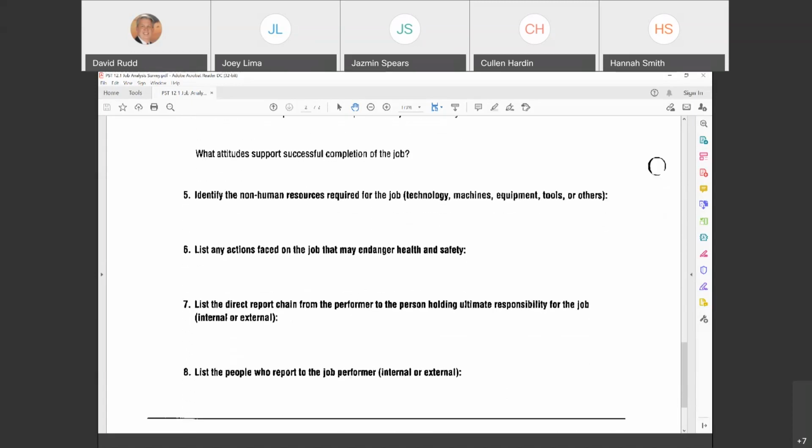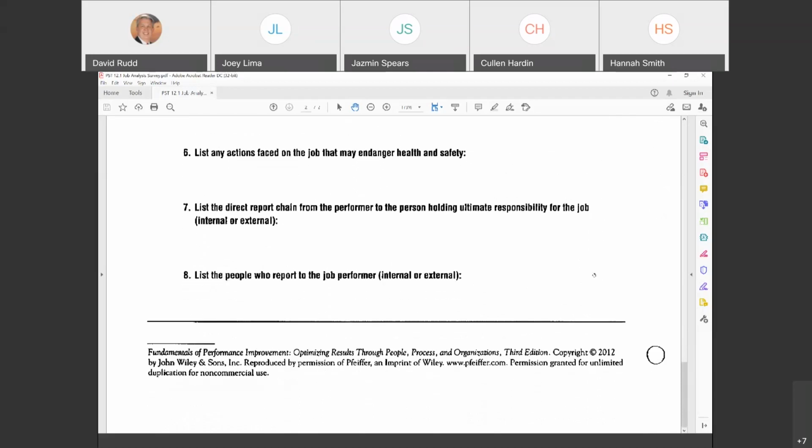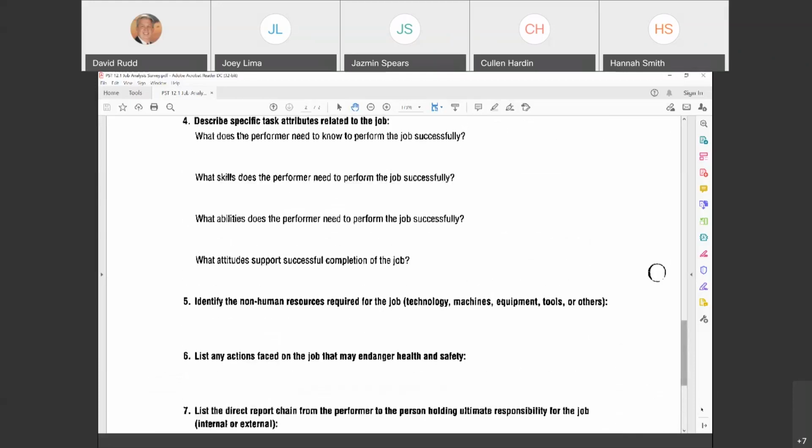And then list the direct report chain from the performer to the person holding the ultimate responsibility. What's the chain of command and so forth? And then list the people who report to the job performer. If this is an entry-level position, obviously it's not going to be there. But there are some positions, like in my final job, where I had 2 employees who reported to me specifically. So I hope you find that interesting.